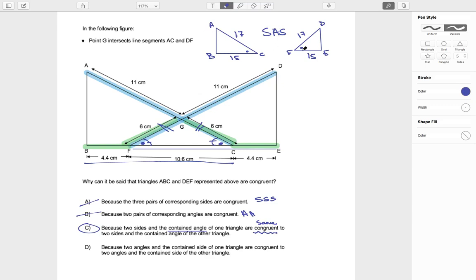Notice, let's say it was 90 degrees, the hypotenuse, and so that seems to work. And then what would be the last one, just for fun? Two angles and the contained side of one triangle are congruent to two angles and the contained side of the other. That would be angle side angle, which is not the case. So once again, we have congruency here because of side angle side.